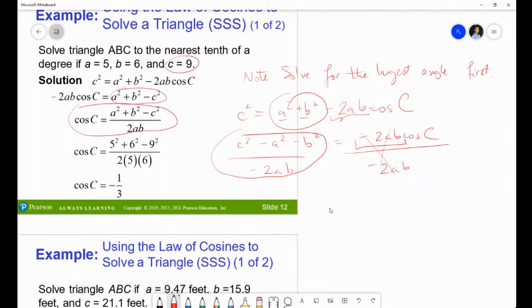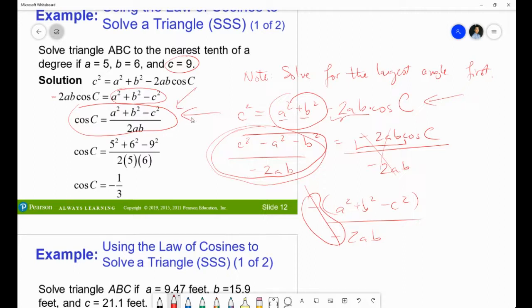So if you factor out a negative in the numerator, you have a plus b squared minus c squared. So that's a negative there, and a negative 2ab, and these two negatives can cancel, which will give you this formula here. But I would rather just memorize this one and then derive the formula for it rather than trying to memorize this formula here.